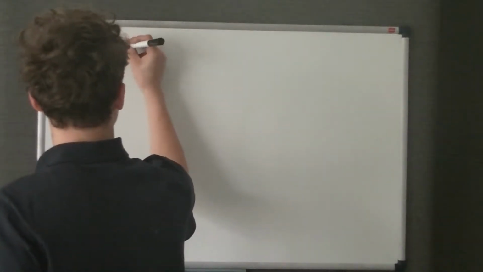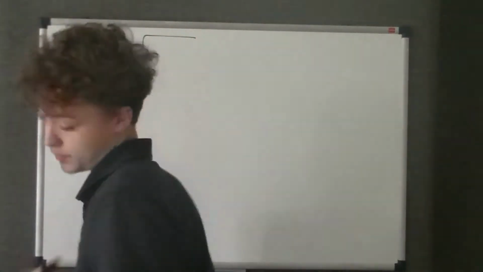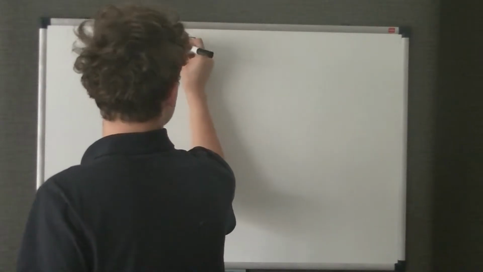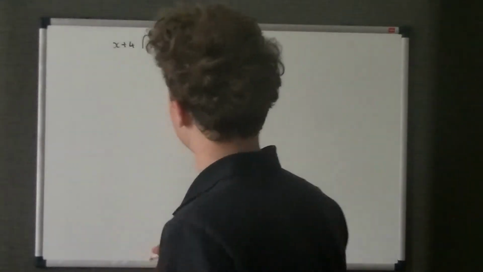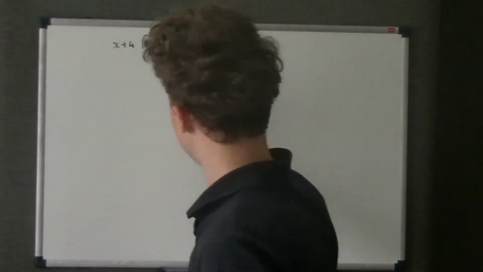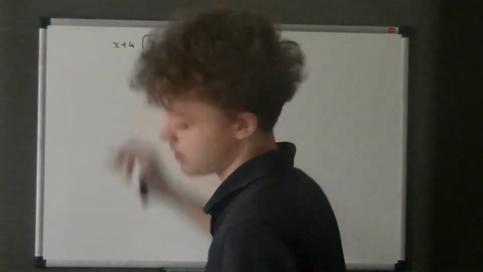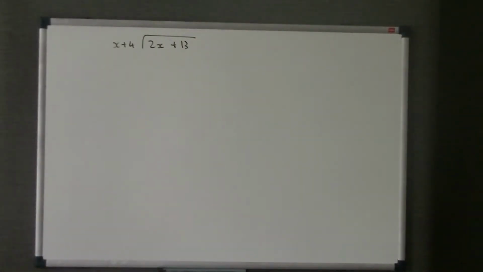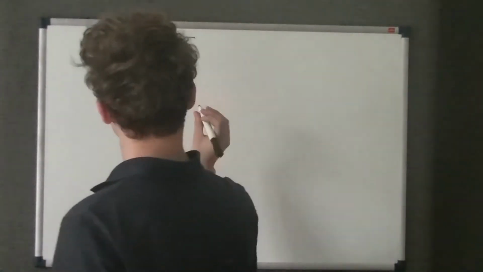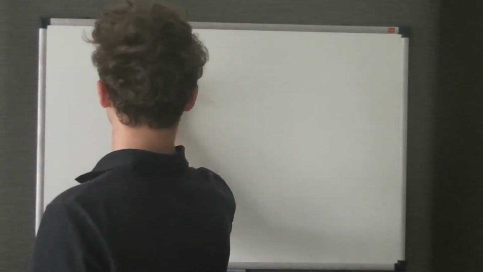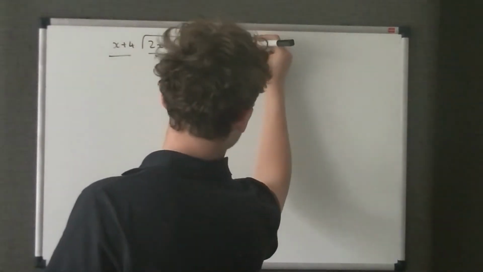x plus 4 divide 2x plus 13. Now this may seem straightforward at first, but we're going to look at it in a bit more detail. So 2x plus 13 divided by x plus 4, basically seeing how many x plus 4's fit into it. Very basic, but the first thing we do is we divide this number by this number. So our first step is 2x.